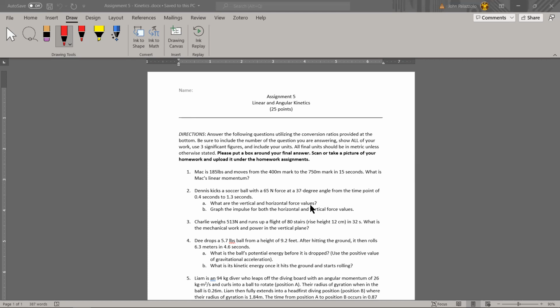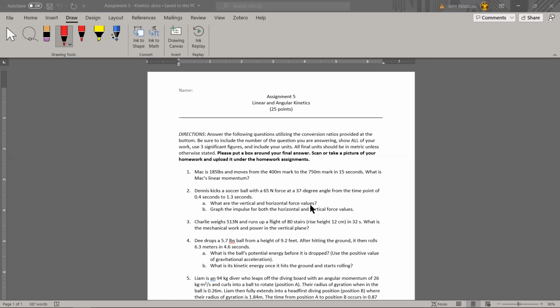One thing I always ask: if you take a picture, make sure that I can read it. If it's a messy picture that's really blurry, I can't see that on my computer screen, so I can't really grade it. So you'll get what I can see. So just do your best if you're taking a picture. Once again, I'm not going to solve all of these for you guys. I'm just going to give some guiding hints.